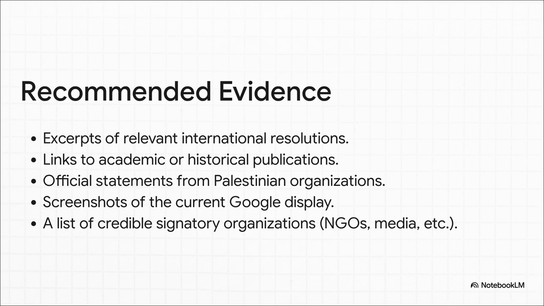And it's not vague about it either. The playbook gets super specific on what kind of proof you need to pull together. We're talking things like international resolutions, links to academic papers, official statements. You even take screenshots to show exactly what the problem is. And that last point is so powerful, get a list of credible organizations to sign on with you. You're basically borrowing their authority to show that this isn't some fringe request, but something with serious, broad support.